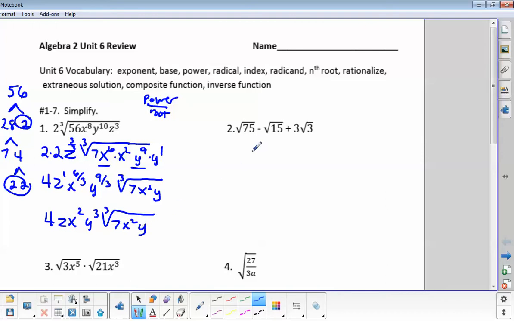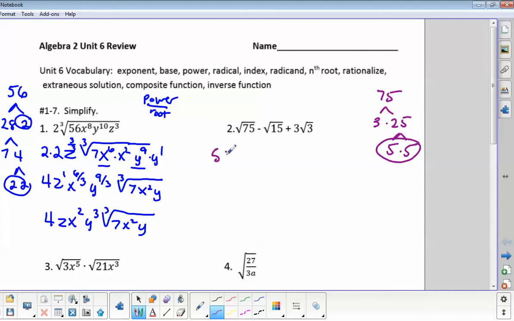Okay, next one, these are adding and subtracting. You can only add or subtract if you have like terms. So I'm going to see if I can simplify any of these radicals so I have like terms. 15, that's just 5 times 3, and those are both prime factors. They don't split up anymore, so I cannot simplify square root of 15, but I'm going to work on this 75. So 75 is 3 times 25, and 25 is 5 times 5. So I can take the 5 out of this.